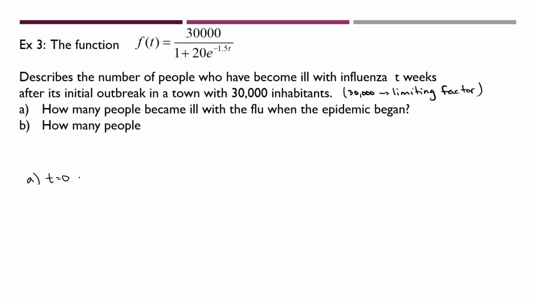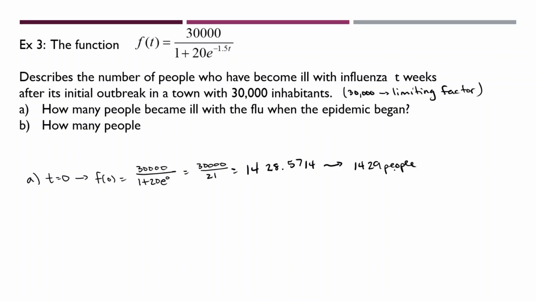Well, that's at time 0. So all I do is find f of 0. So I'll have 30,000 over 1 plus 20 times e to the 0. So that's 30,000 divided by 21. And that'll be 1,428.5714. So we'll have 1,429 people.